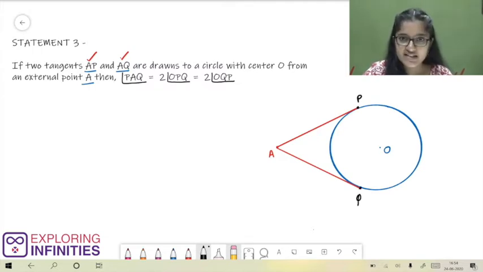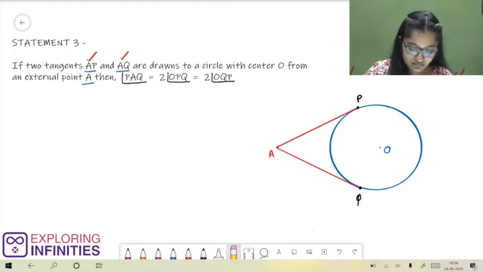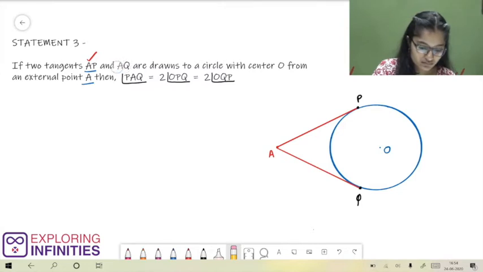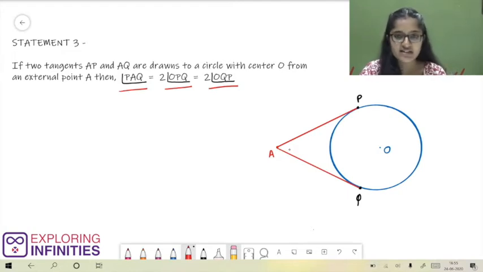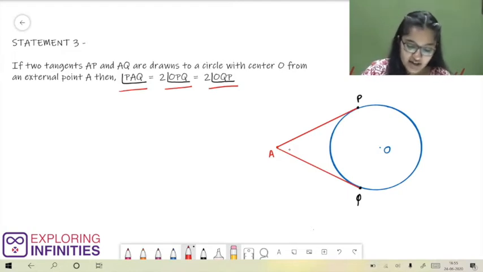This statement has a slightly long proof, so I'd suggest all of you to draw this diagram and write down the steps of the proof along with me. In the question, we have three angles mentioned: angle PAQ, angle OPQ and angle OQP. Let us recognize these angles in our figure. First, this is our angle PAQ.